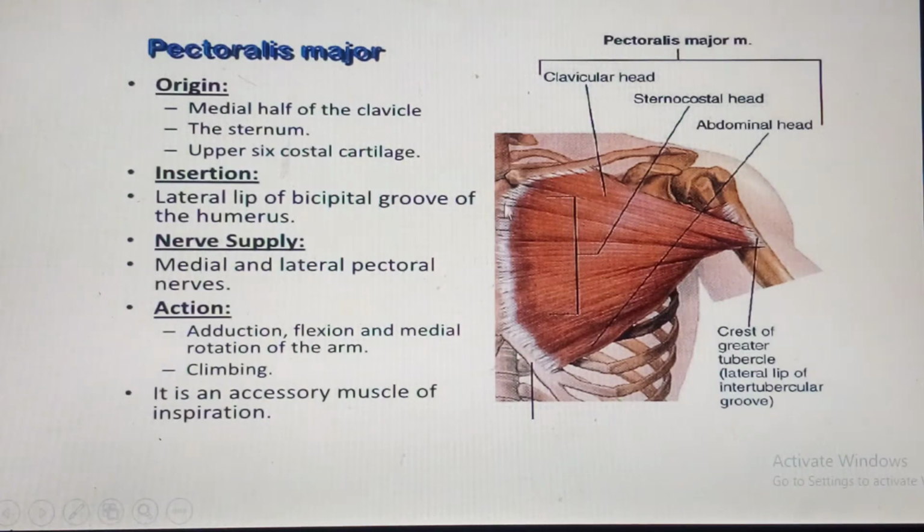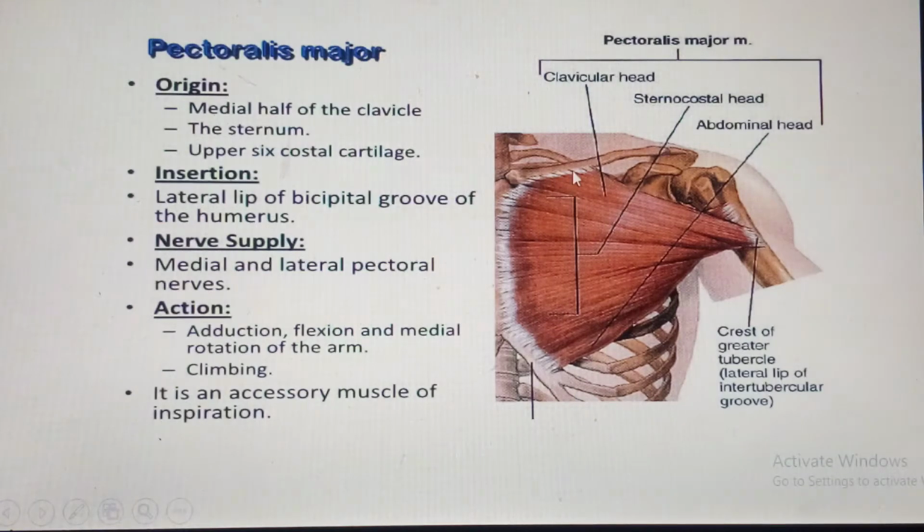And then we also have what we call the sternocostal origin or head. Its sternocostal origin will be coming from the upper six costal cartilages, from rib 1 all the way to rib 6, together with the body of the sternum and some portion of the manubrium of the sternum.